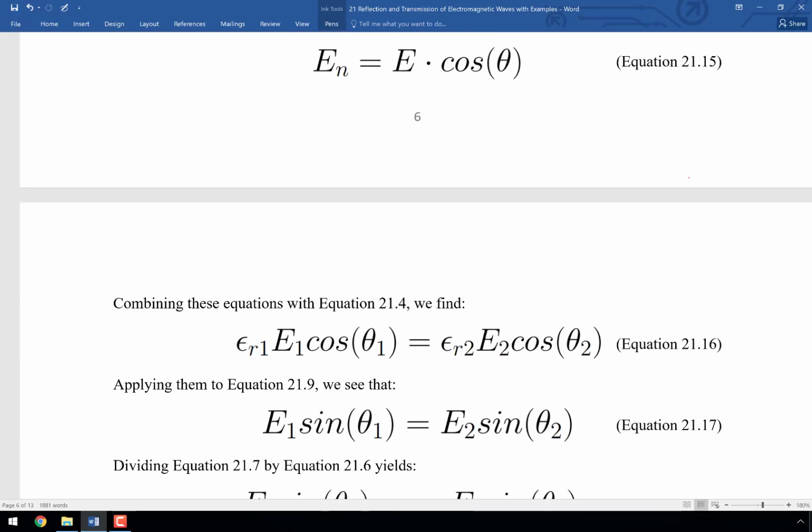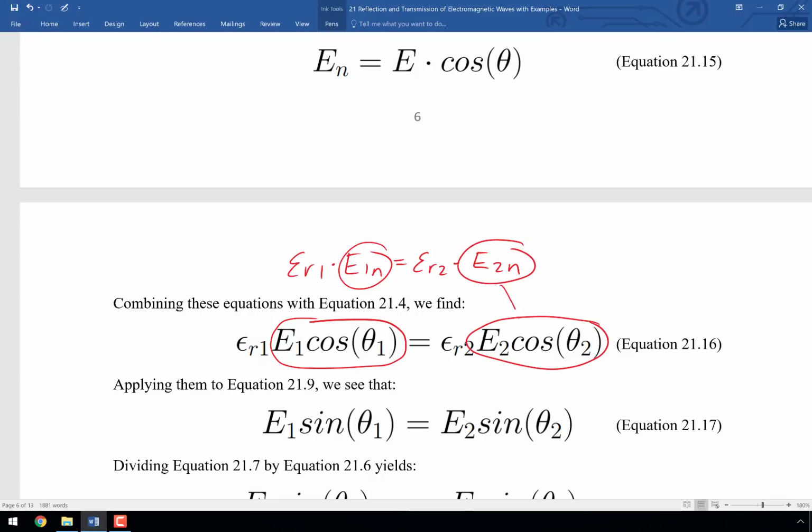Now if we combine those equations with equation 21.4, and you'll remember that 21.4 was epsilon r1 times E sub 1n is equal to epsilon r2 times E sub 2n. All we're doing is replacing the normal component with the total field times the cosine of theta on both sides. All that's doing is making that substitution.